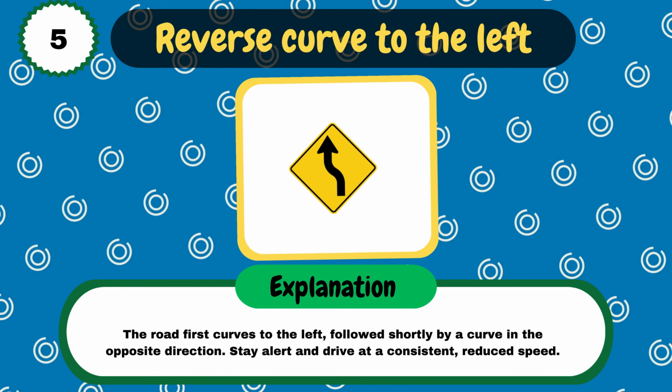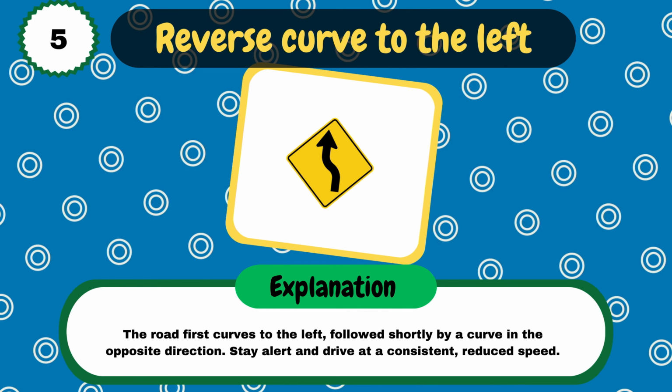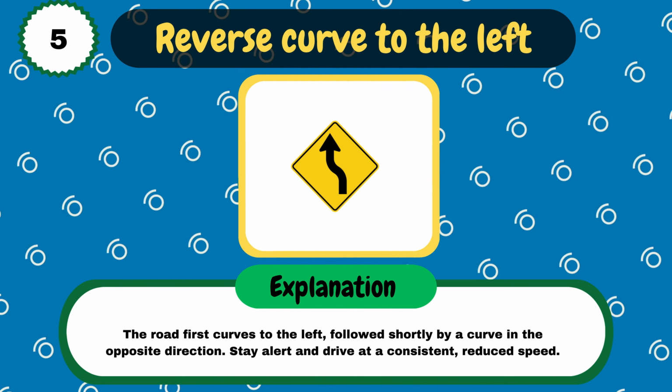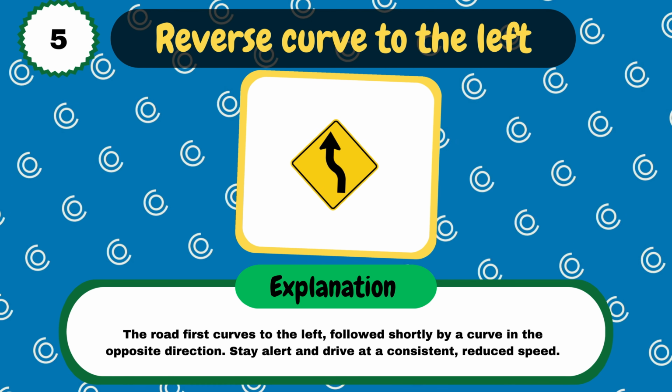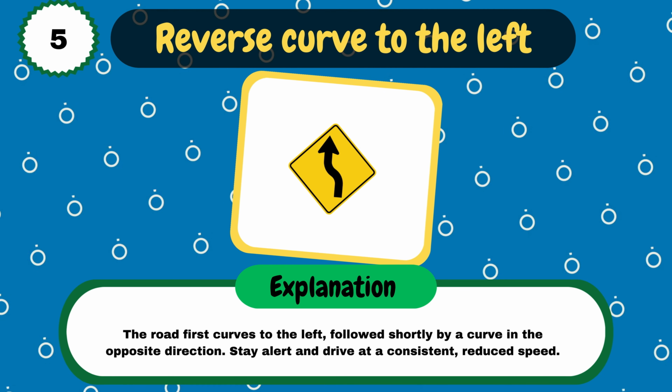This is the reverse curve to the left sign, and it means the road will first bend to the left and then quickly shift to the right. Drivers must stay alert, maintain reduced speed, and steer smoothly through the S-shaped path.